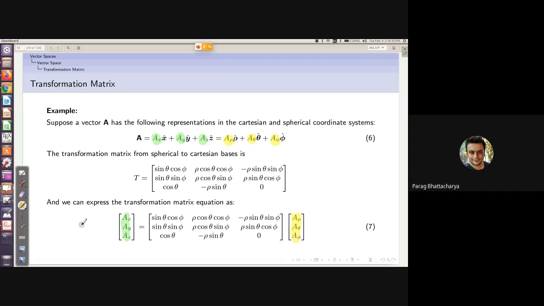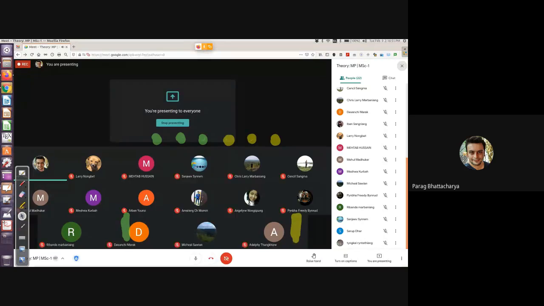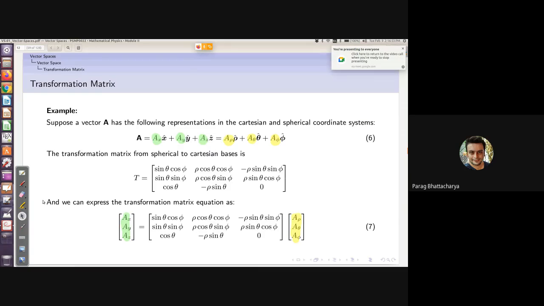Is that clear? Is this clear to everyone? This set of numbers multiplied with this transformation matrix is going to give you the corresponding components in Cartesian coordinates. Okay, everyone? Are you clear on this?